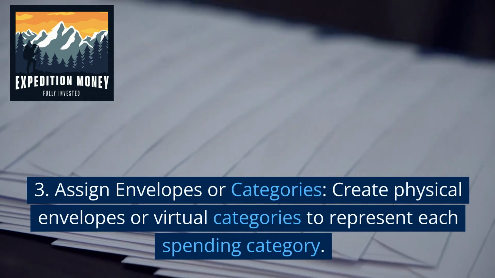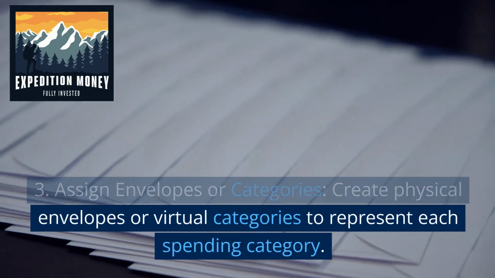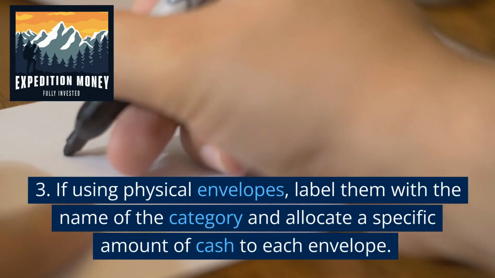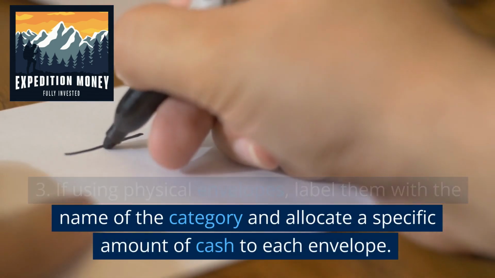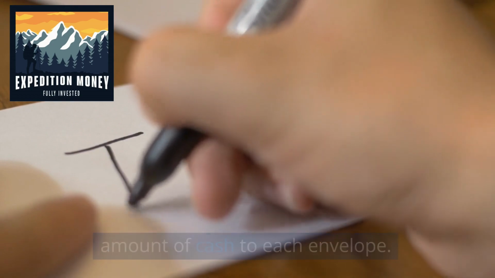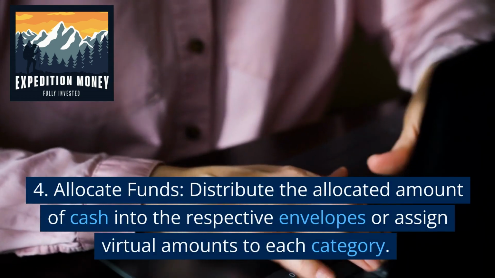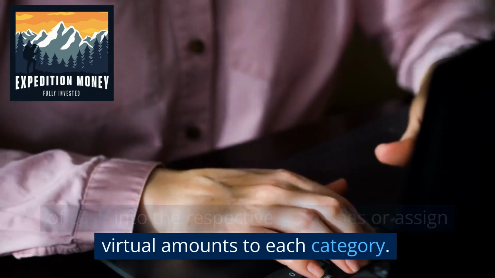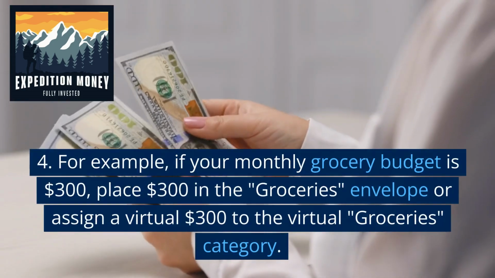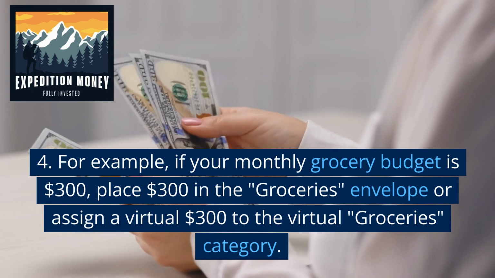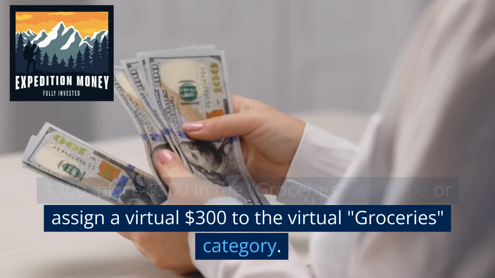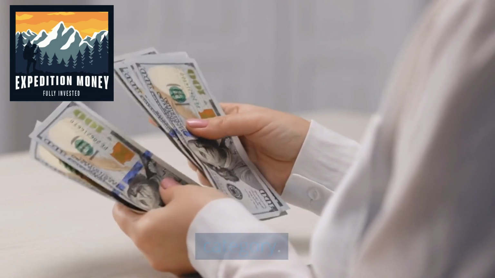Assign envelopes or categories. Create physical envelopes or virtual categories to represent each spending category. If using physical envelopes, label them with the name of the category and allocate a specific amount of cash to each envelope. Allocate funds. Distribute the allocated amount of cash into the respective envelopes or assign virtual amounts to each category. For example, if your monthly grocery budget is $300, place $300 in the groceries envelope or assign a virtual $300 to the virtual groceries category.